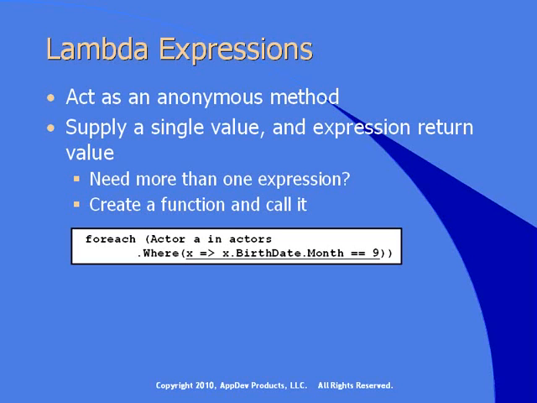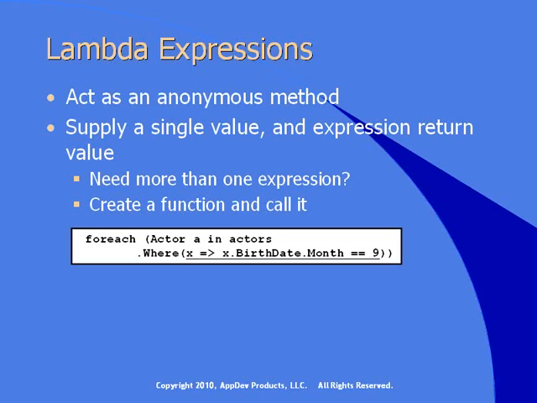The where method requires a lambda expression which defines the function we want to call for each actor. In this case, I'll refer to each actor as x, and I want to return true if x.birthdate.month equals 9. X here acts as a placeholder for each actor in turn, and the equals greater than implies that we're passing the value into this function. It's a weird syntax. It's new for LINQ, but it allows you to specify the criteria for the where method, which is an extension method on the query base class.